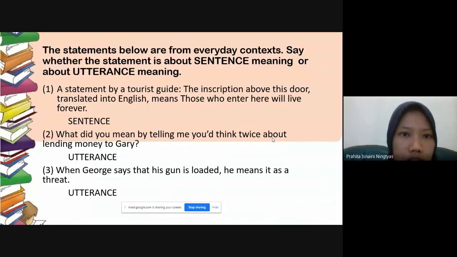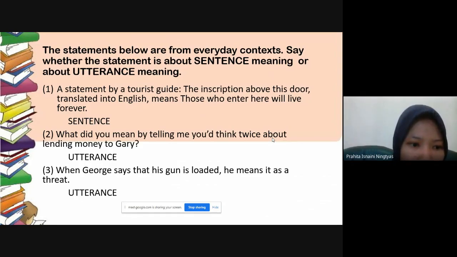The statements below are from everyday context. Say whether the statement is about sentence meaning or about utterance meaning. There are five examples. The first, a statement by a tourist guide: the inscription above this door, translated into English, means those who enter here will live forever. This is called sentence meaning.